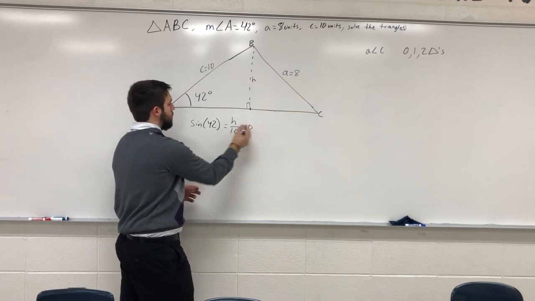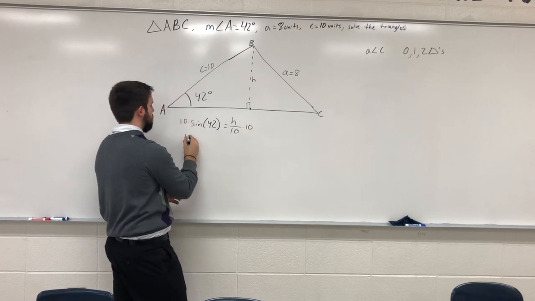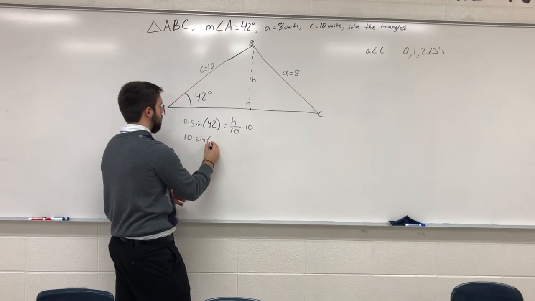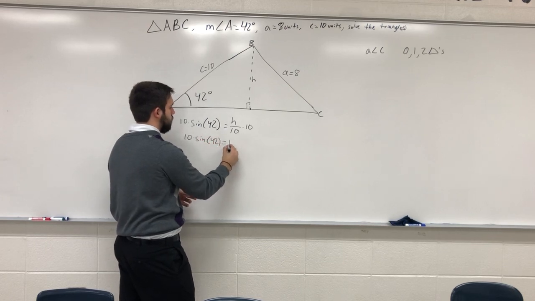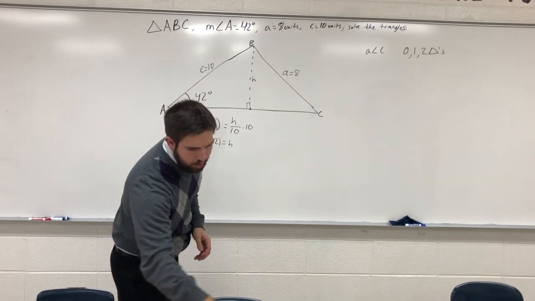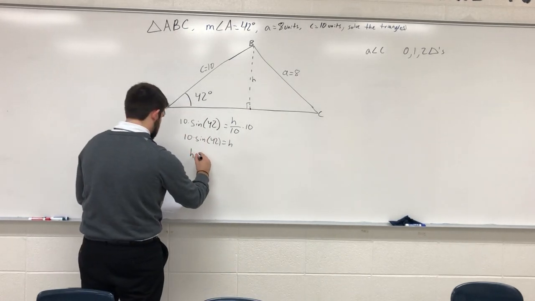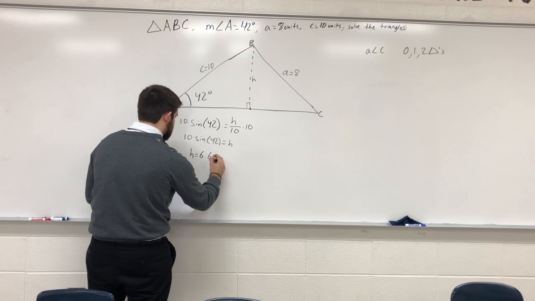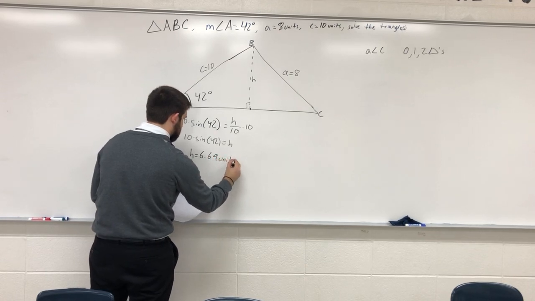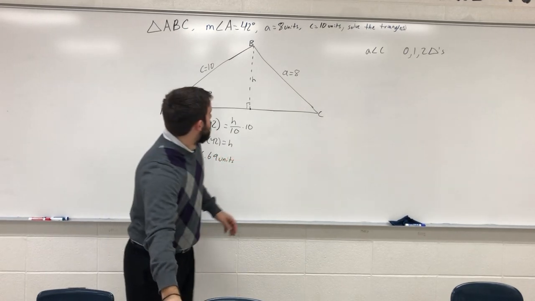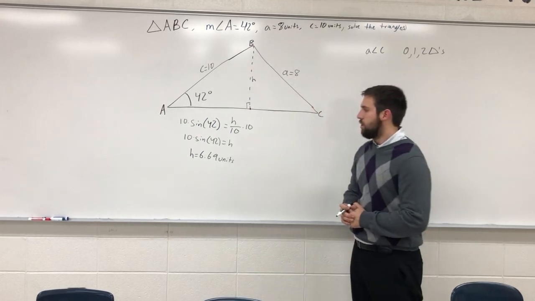I'm going to multiply by 10 on both sides. I get 10 times sine of 42 equals h. I'm going to type that directly into my calculator, and I get that h equals 6.69 units. So I know this height is 6.69 units.